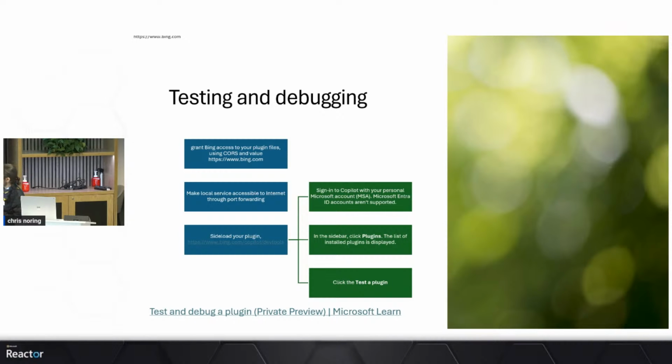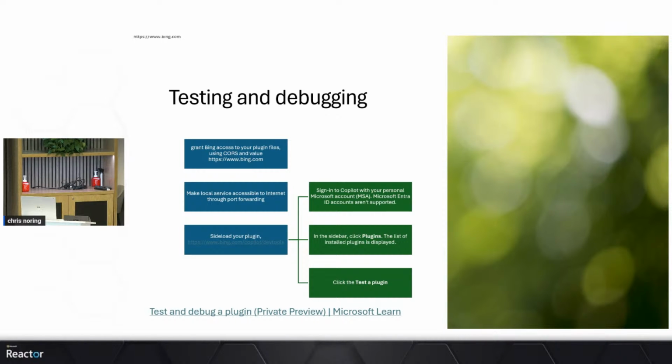So what about testing and debugging, right? What is the general developer experience with these things? So you built your API, you created your manifest file, what now? Well, if you are building a plugin here for Bing, which is the example, you need Bing to have a way to have access to your files. So you need to set up CORS, right? You need to say it's okay for someone coming from Bing to do these requests. So we're allowing Bing to have access. And you also, and this is just during development, you make sure that your local service is exposed to the internet. So some kind of port forwarding, you get an external URL that can be hit from the outside.